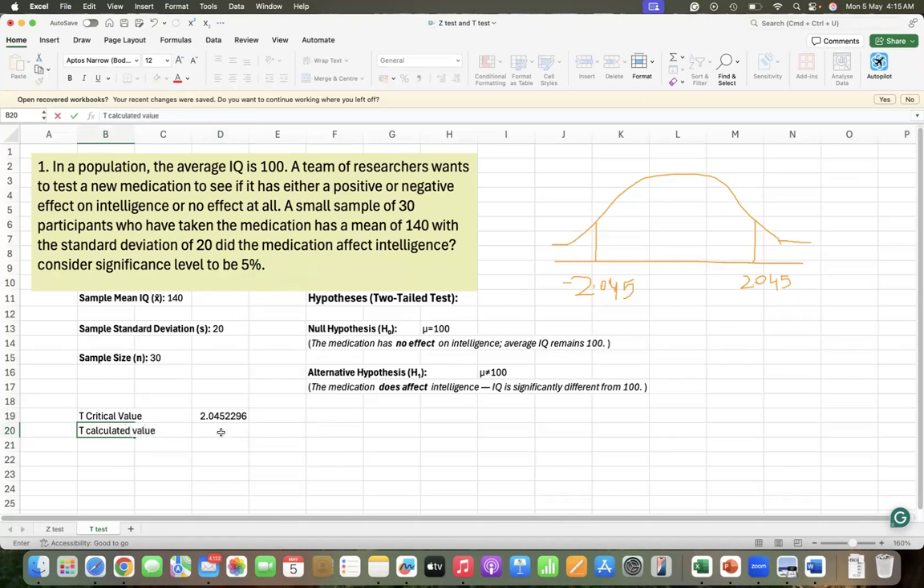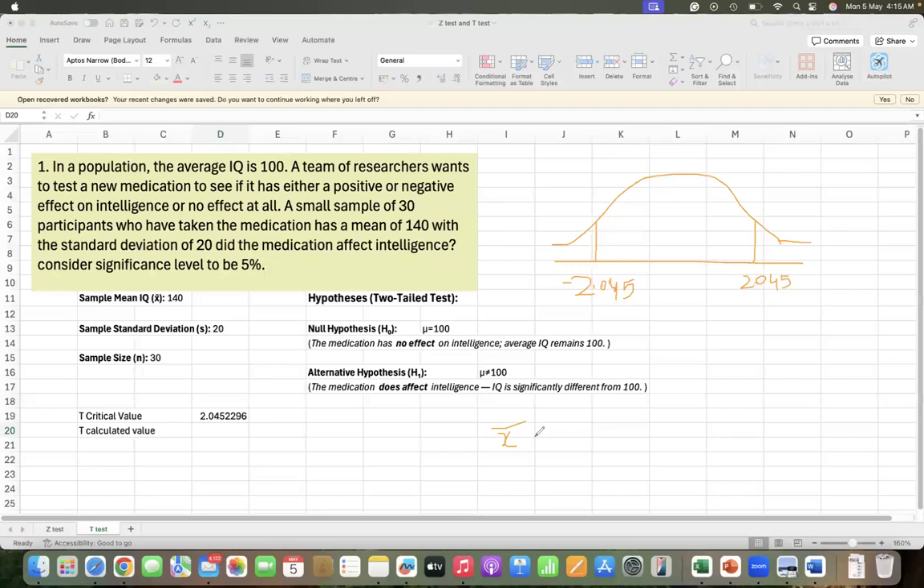Now let us calculate our t calculated value. To calculate the t calculated value, in the same way, x bar minus mu divided by, now we don't have the standard deviation of the population, so we write the standard deviation of the sample over the square root of n.